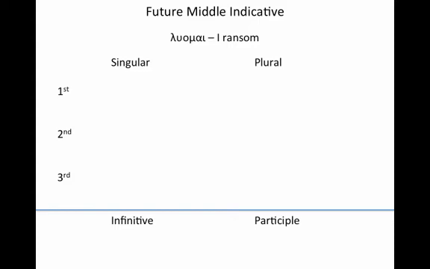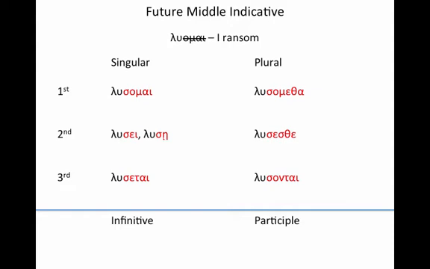The future middle is no different. Here we have luomai, I ransom. Again, we drop off our ending to get our stem, lu. And we're going to see our normal endings with the sigma before them. So lusomai, I will ransom.